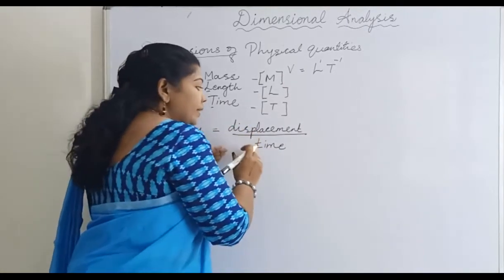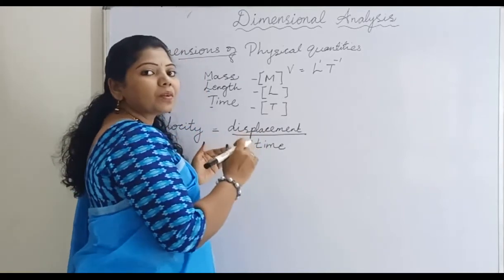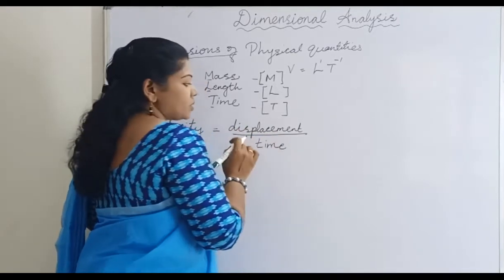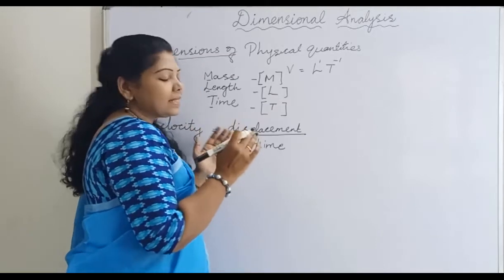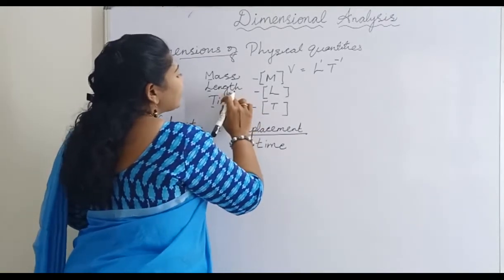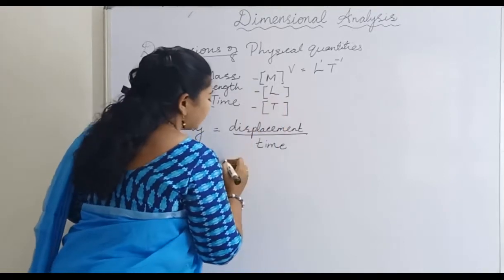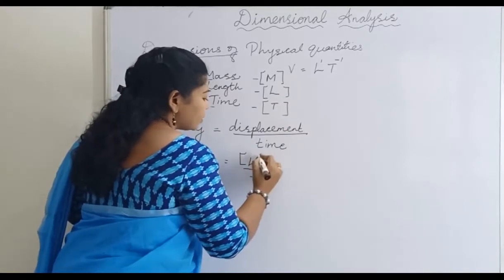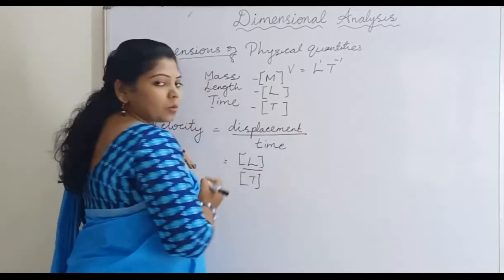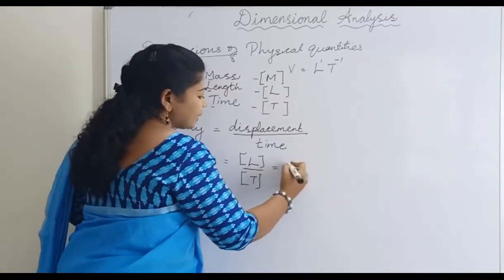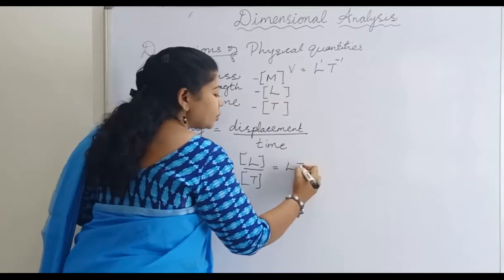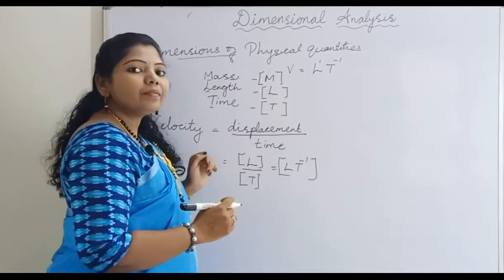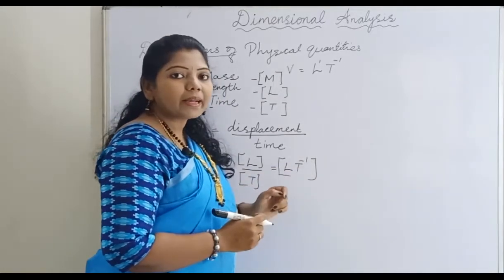The first step is to write the expression. The second step is to write the dimension for each quantity used. What is the dimension for displacement? Displacement is also a distance, so for distance we write the dimension L. For time, the dimension is T. We write dimensions in square brackets. So we get L by T. If you bring T to the numerator, it becomes T power minus 1. So this is the dimension for velocity: L T power minus 1.